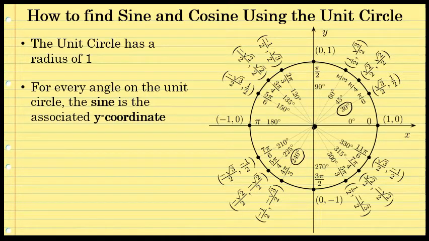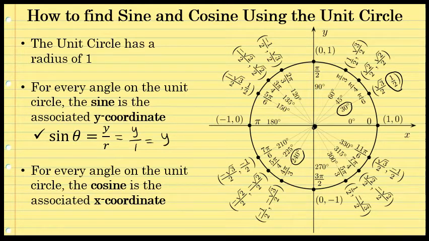Because for every angle on the unit circle, the sine is just the associated y-coordinate. The sine of 30 degrees would just be 1/2. And that's because the sine ratio is y over r. And on the unit circle, since the radius is 1, the sine is just the y-coordinate. So for angles that are on the unit circle, finding the sine of those angles is very simple.